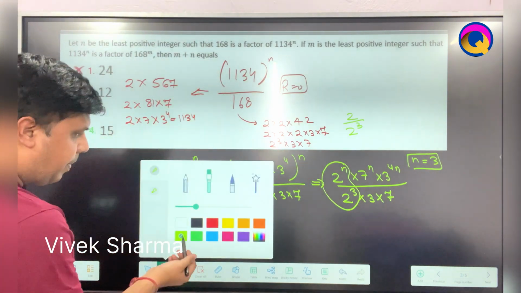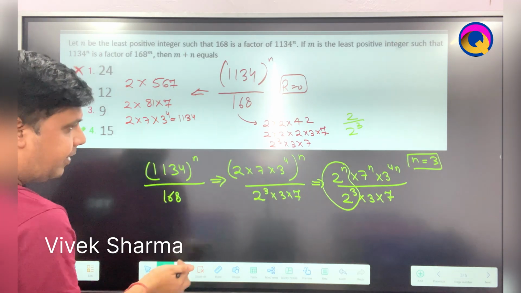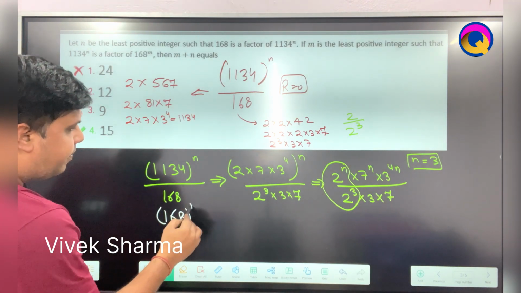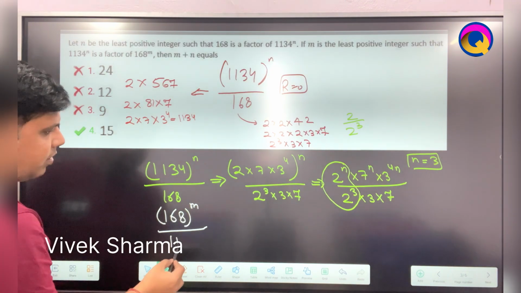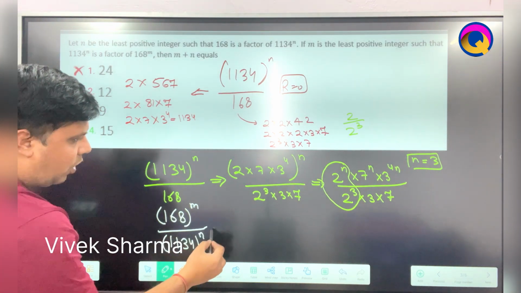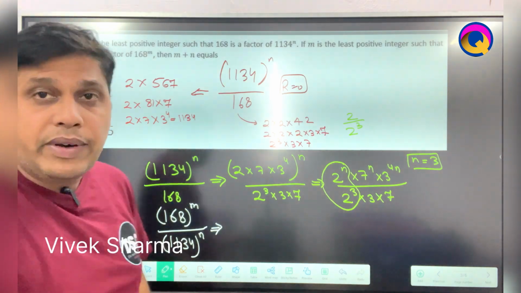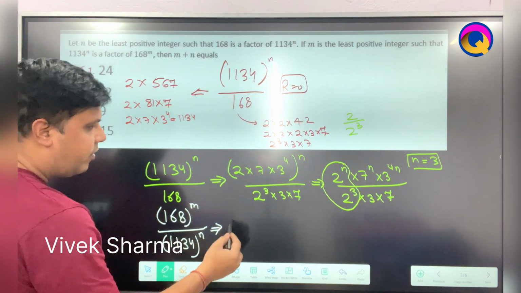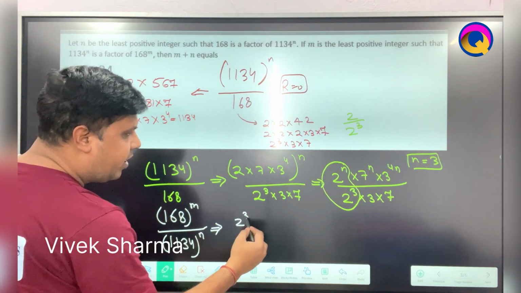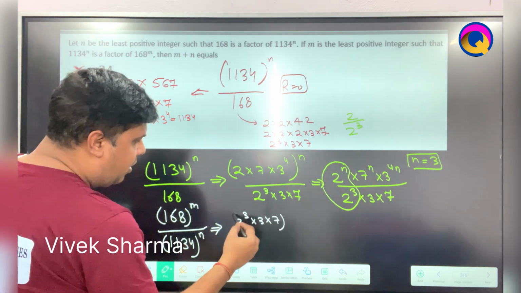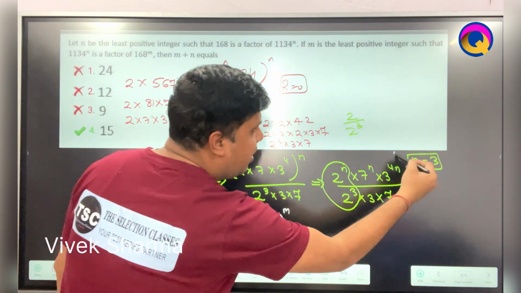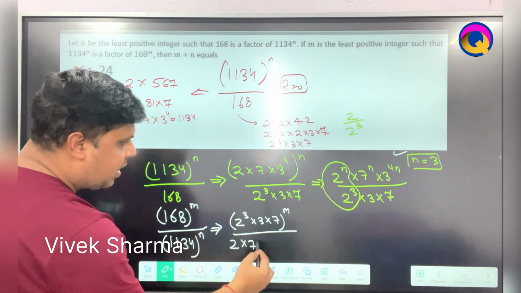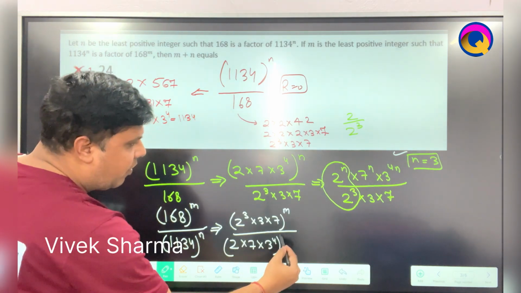Now what is going to happen? Okay, so let us see once again. It is saying that 168 power m and 1134 power n. Now again 1134 power n is a factor, it means it should leave the remainder 0. So again I can write this in the prime factorization form, 2 power 3 into 3 into 7 power m. Now here I have already got the value of n as 3. So this is going to be 2 into 7 into 3 power 4, all power 3.